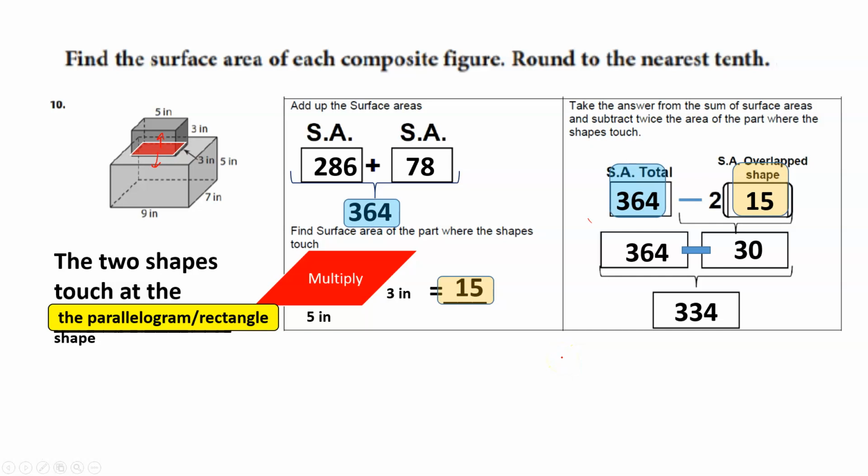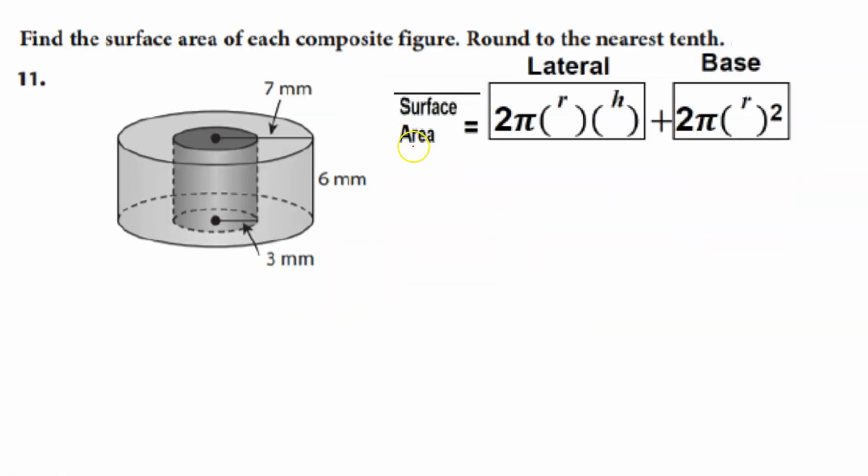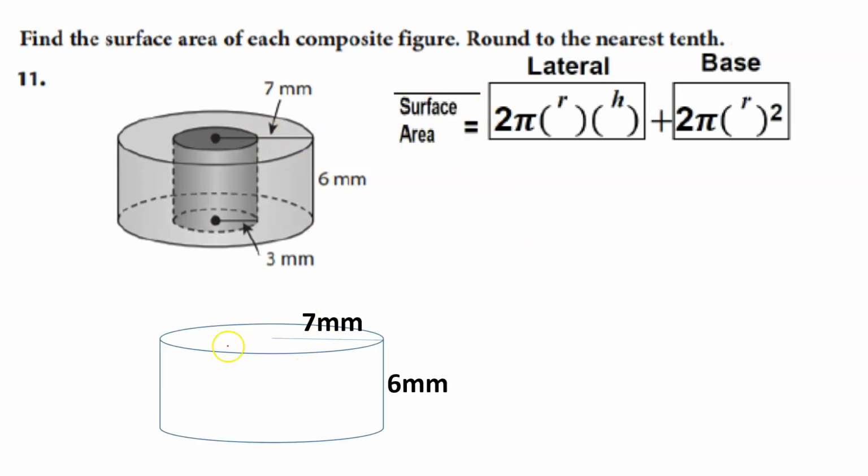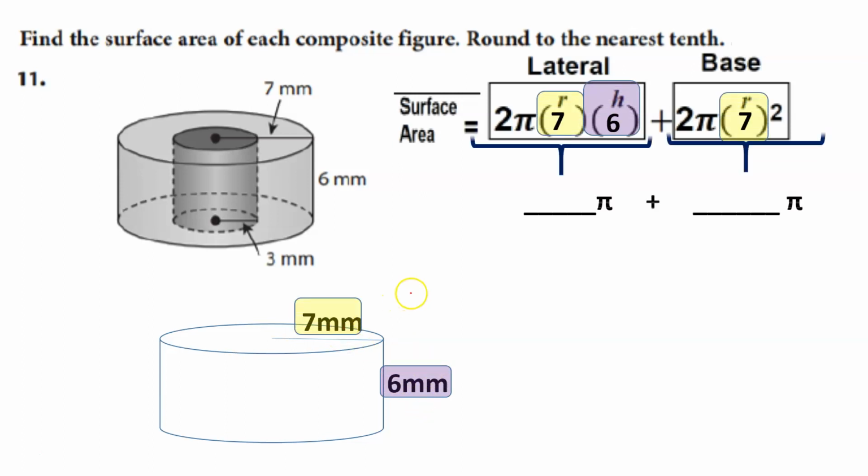Awesome. So I know that was a lot of work, but you got through it. Let's continue. So for the surface area of our composite figure, we're first going to find the surface area of this outer cylinder. And that'll be our height. Our radius.